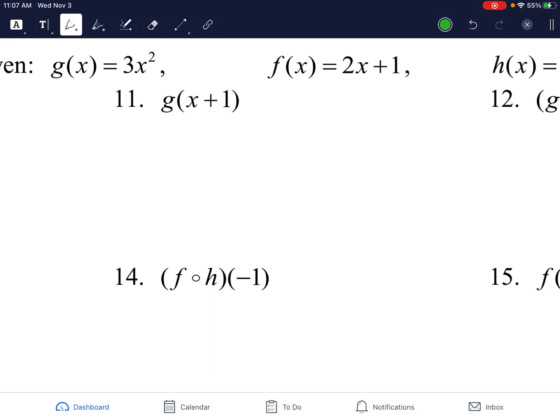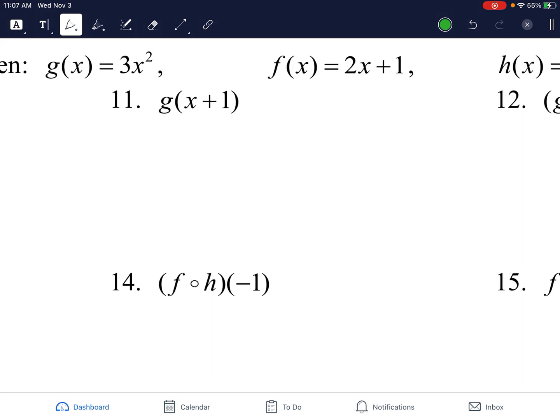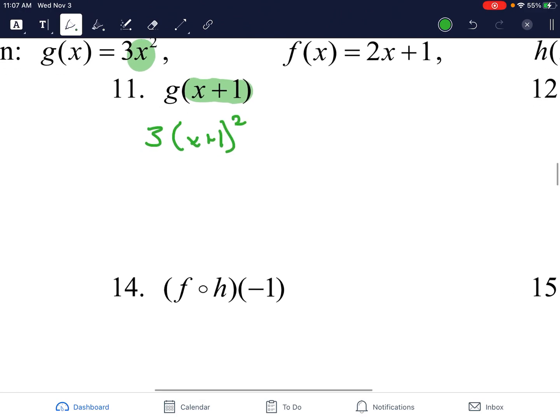Number 11, g of x plus 1. We're going to replace this x with x plus 1. So we have x plus 1, and then it's going to be squared because that's still part of our original function. We should multiply this all out. If you have x plus 1 squared, it will be x plus 1 times x plus 1, and multiplying it by 3 at the end.